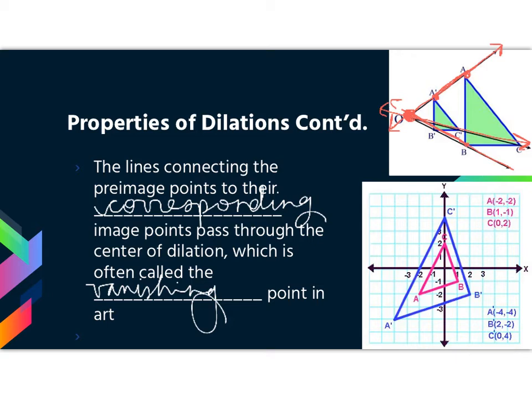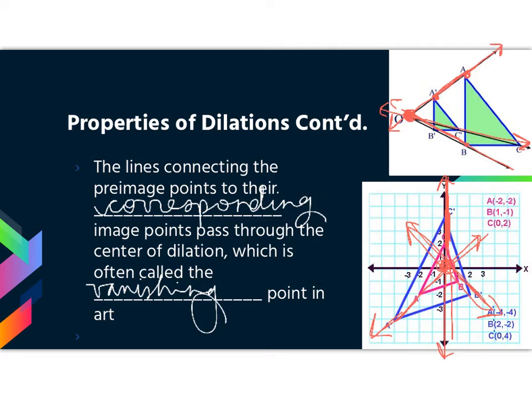So we want to look at this other example in the bottom right, and we're just going to demonstrate this property again. So I'm going to look at C to C prime, and I'm going to connect those two. And this is going to be a rough sketch. So if I just extend this line and do the same for B to B prime, notice they're both passing through the origin. And the center of dilation is the origin for this case. So again, you can see that they're all passing through. So that's something really special.